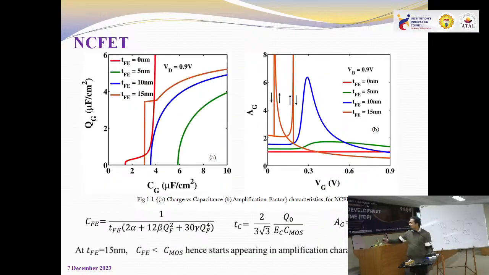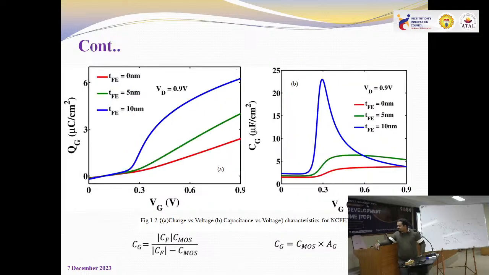So this is what I am saying. TFE equals 15, CFE is less than CMOS. So this is CFE, the brown curve, and CMOS is this red curve. Hysteresis starts appearing in the NCFET characteristic. Sorry, I had missed one word there. Now this becomes very simple once you know these basics. I have a lecture on it. No problem. Thank you.